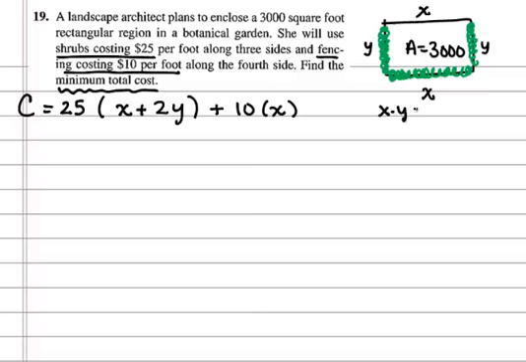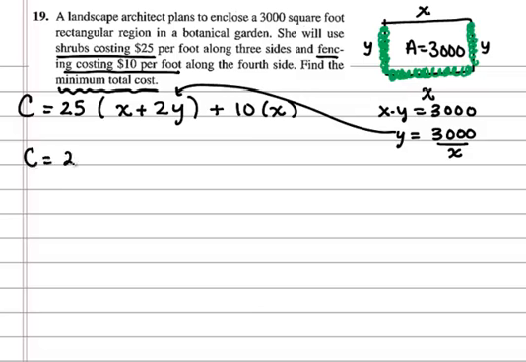So the first piece is, let's go ahead and eliminate one of our 2 variables by setting up the fact that the area is equal to 3,000. So therefore, y is equal to 3,000 divided by x. In this case, it didn't matter which of the 2 variables we isolated. Probably pretty much the same level of difficulty. So now I'm going to go ahead and make a substitution into my cost equation and do a little bit of simplification by distributing the 25 to both of those items within the parentheses.